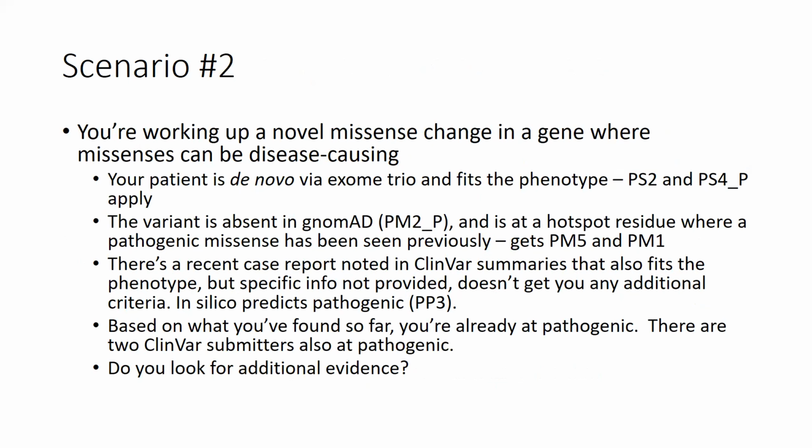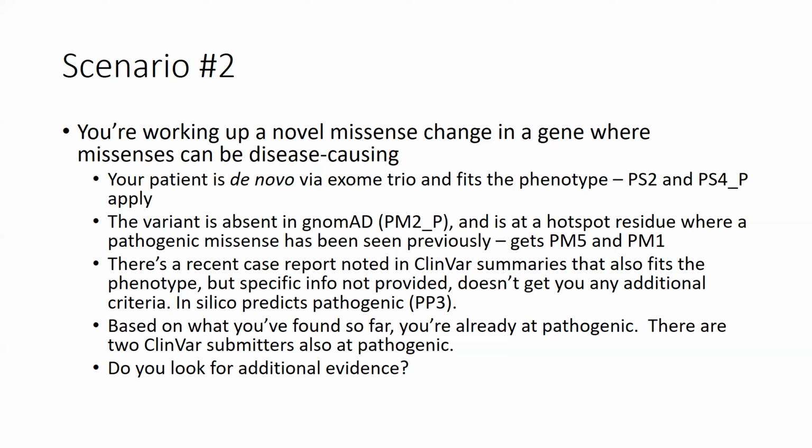Here's another scenario. You're working up a novel missense change in a gene where missenses can be disease-causing, and your patient is de novo via an exome trio and is a nice fit for the phenotype. So let's say you get to apply PS2 as well as PS4 supporting. The variant's absent in gnomAD. It's at a hotspot residue where you've seen pathogenic missenses previously. We're starting to rack up our criteria.